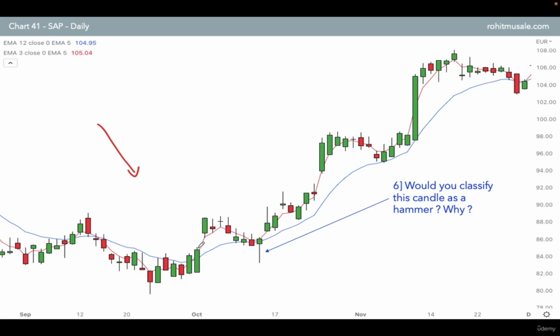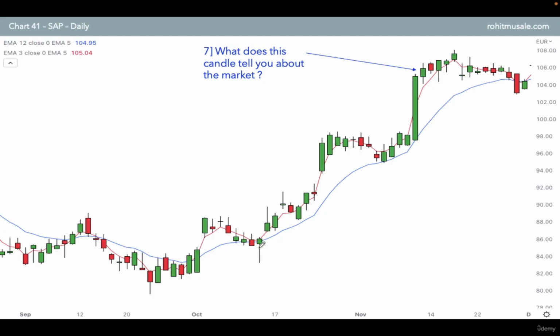Here, it seems like the price is just consolidating. It's like a box range getting created here. So there's not much of a downtrend. A 3 or 4 spinning tops don't constitute a downtrend. So that is why I would not classify that candle as a hammer. Number 7. What does this candle tell you about the market? Well, this candle immediately comes after a tall green candle, and this green candle satisfies our criteria for a long white or green real body.